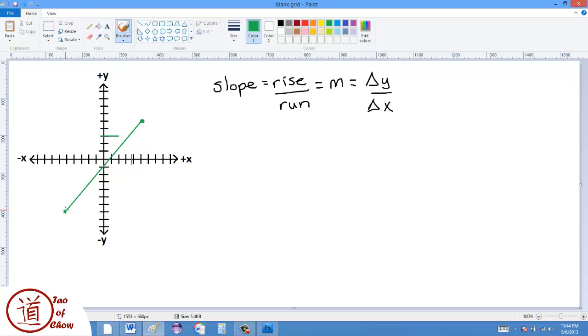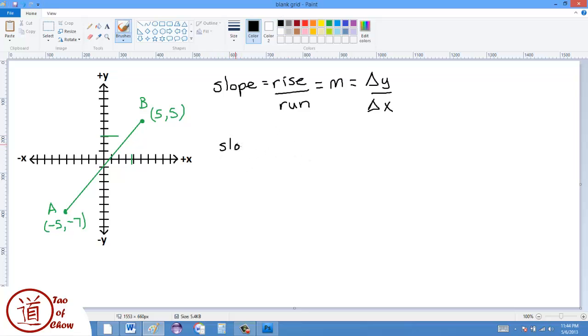And this point A, we'll say that A is negative 5, negative 7. And B is 5, 5. Now if I wanted to find the slope of this, what I would do is I would just look at the change in y over the change in x.